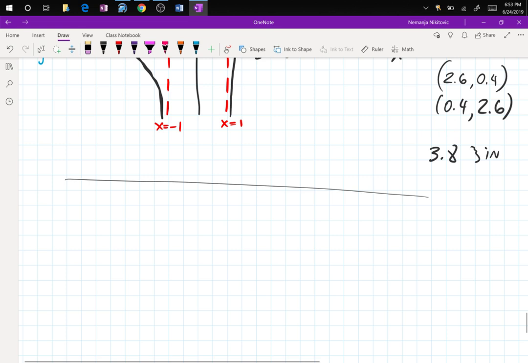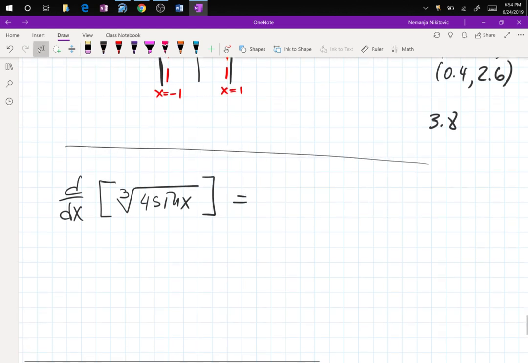So we have the derivative of, I don't know, the cube root of 4 sine x. That looks perfect. So we're going to rewrite this. I think the problem we just had could be used as an example for this, but it's too long. So it's 4 sine x to the 1/3.